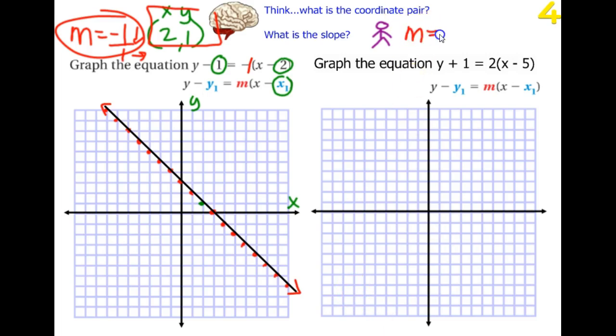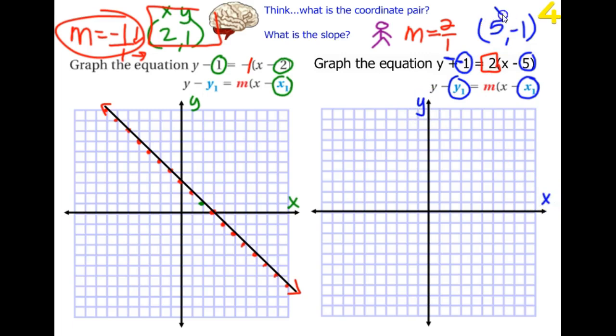Our slope, first, in front of our parentheses is 2, or as a fraction, 2 over 1. And then our point that we need is x and y. So x is just 5. And y, to get this positive, we need a negative from here, so 1 also has to be negative. Those two negatives would make the positive right there. So y is -1.